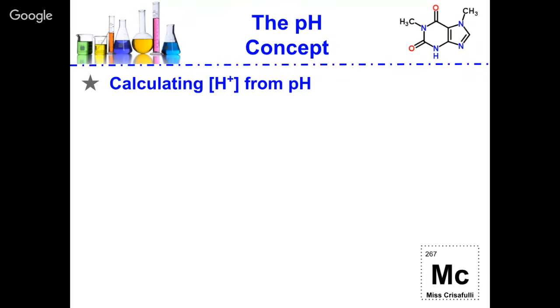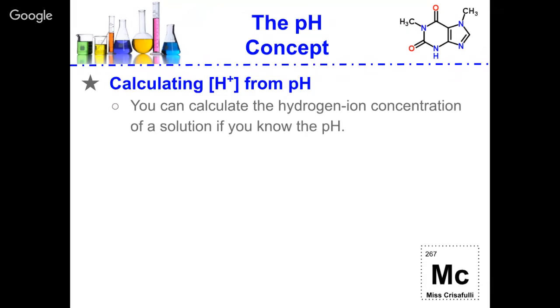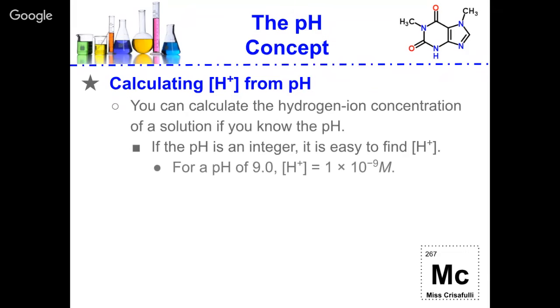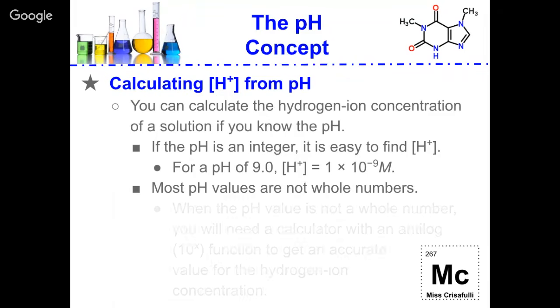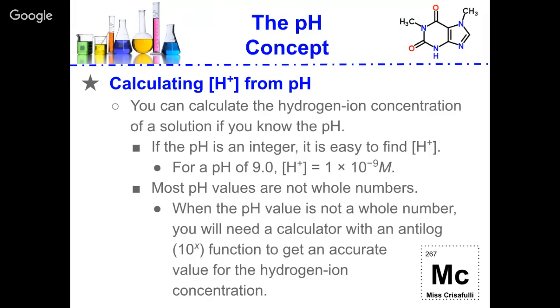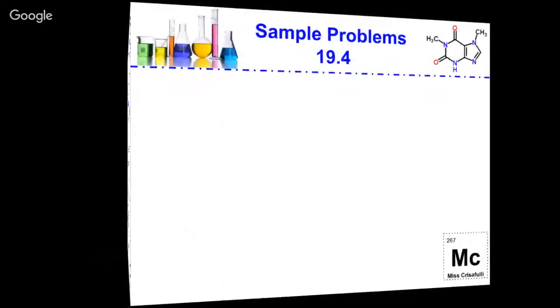Now let's calculate H plus from pH. You can calculate the hydrogen ion concentration if you know the pH. If the pH is an integer, it's easy to find the H plus concentration. So if you have a pH of 9, that means your concentration is going to be 1 times 10 to the minus 9th. Most pHs, though, are not whole numbers. So when the pH value is not a whole number, you're going to need a calculator with an anti-log, or that 10 to the x button, so you can accurately get your hydrogen ion concentration.